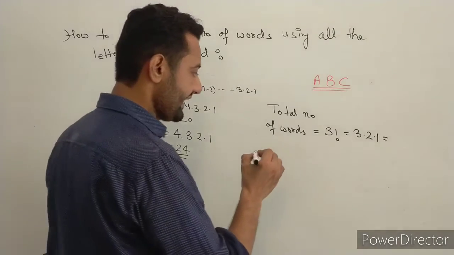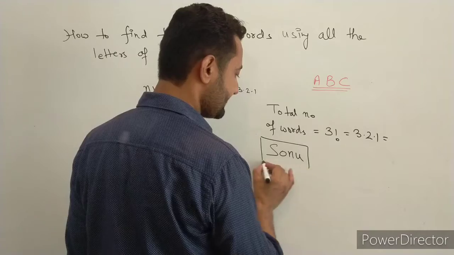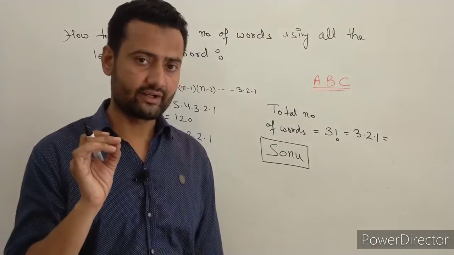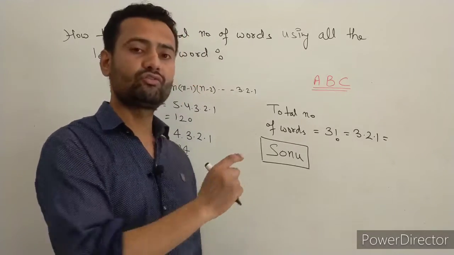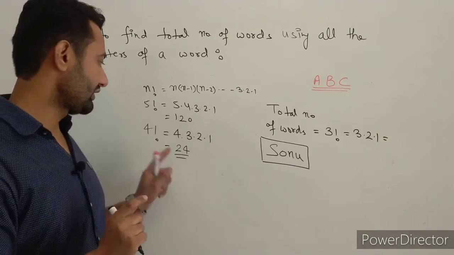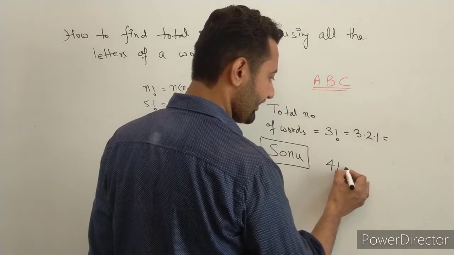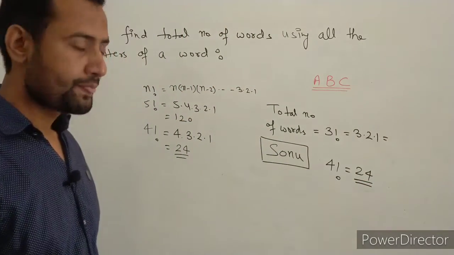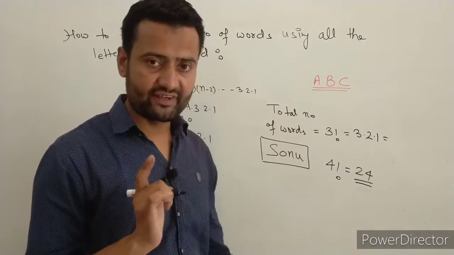For example, we have a word Sonu, S-O-N-U. The word Sonu has 4 letters and all 4 letters are different. So the total number of words which can be made using all the letters of the word Sonu will be factorial 4, which is 24. See, here all letters are different.